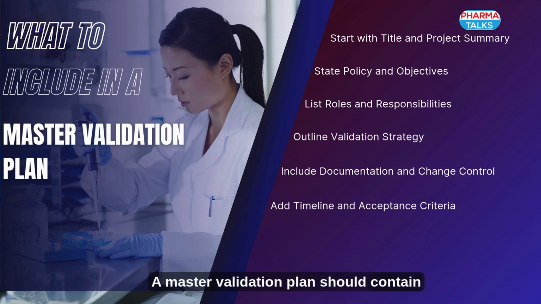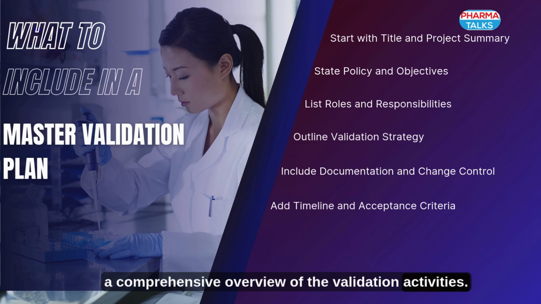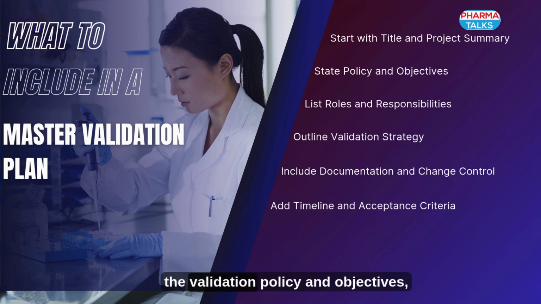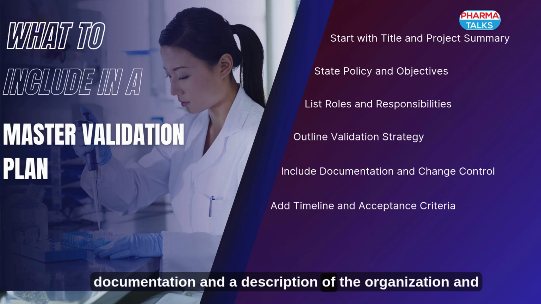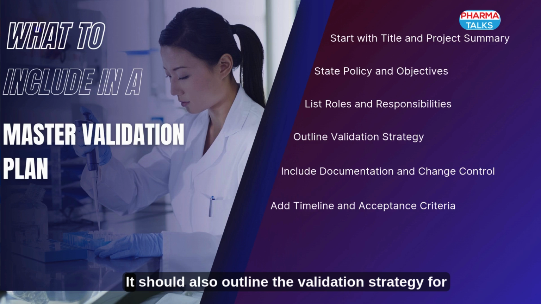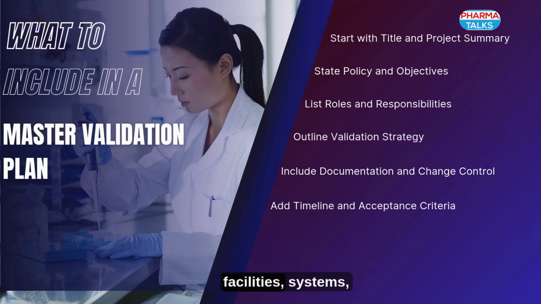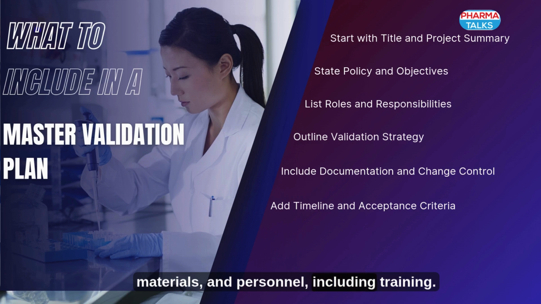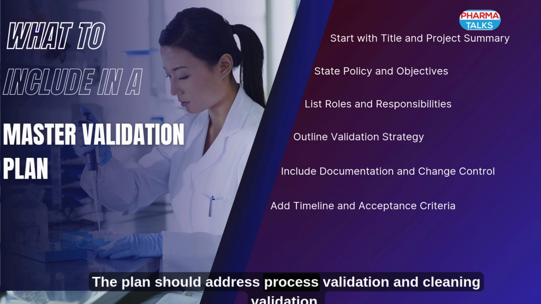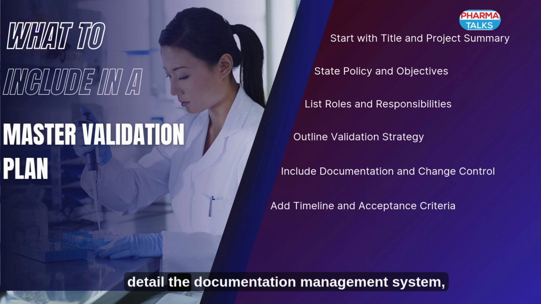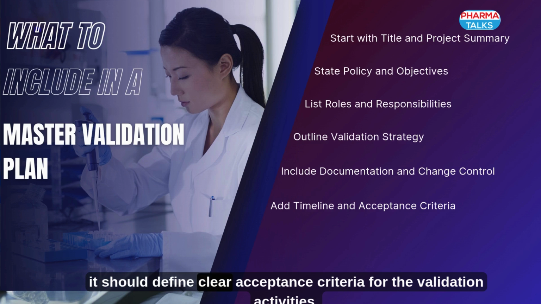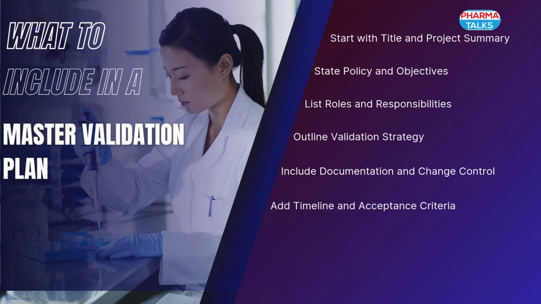A master validation plan should contain a comprehensive overview of the validation activities. This includes a title page, a summary description of the project and scope, the validation policy and objectives, references to existing validation documentation, and a description of the organization and responsibilities. It should also outline the validation strategy for facilities, systems, materials, and personnel, including training. The plan should address process validation and cleaning validation, detail the documentation management system, describe the validation change management process, and include an indicative timeline. Finally, it should define clear acceptance criteria for the validation activities.